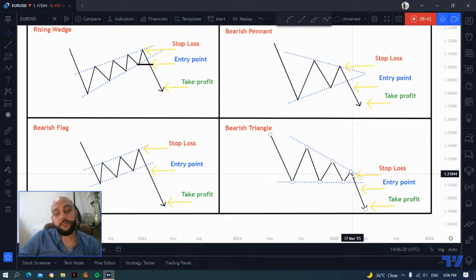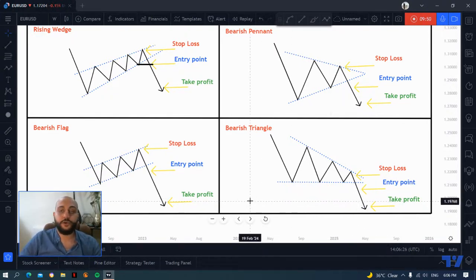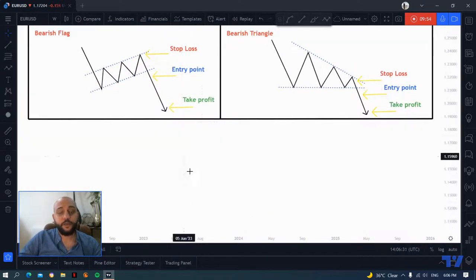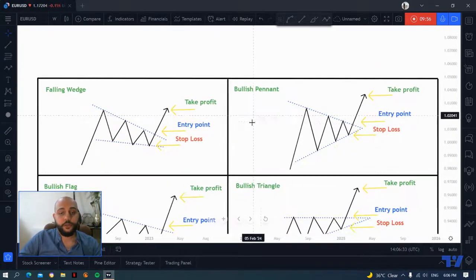Your stop loss is going to be at the top where the point basically was, and your take profit is going to be at the bottom, depending on what risk to reward ratio you're taking, like 2 to 1 or 3 to 1, etc. Now let's talk about the bullish patterns.